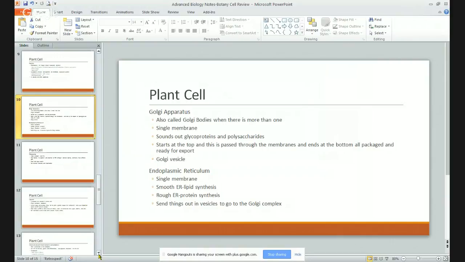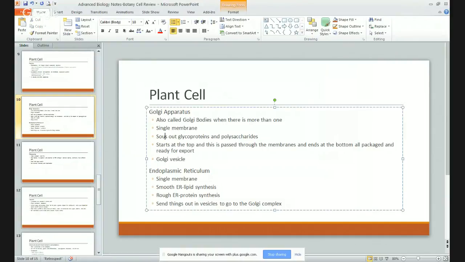For the Golgi bodies or the Golgi apparatus, actually that's another typo I think there. Sorry. That should be sends out, not sounds out. So its job is to send out glycoproteins and polysaccharides. Glyco, sugar, proteins, so the proteins with sugar chains attached to them, and polysaccharides, the complex sugars. I think I've referred to this as the post office of the cell. Its job is to package up things, designate where they're supposed to go, and then send them there.